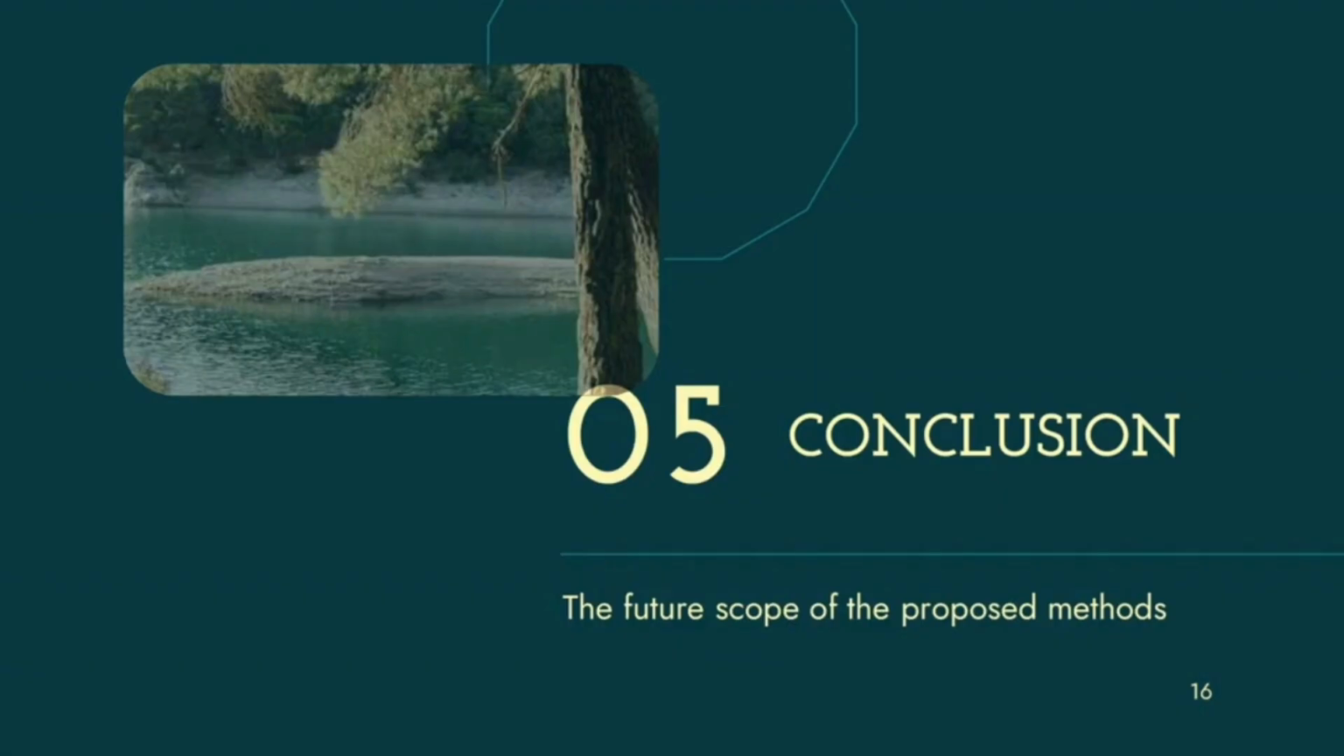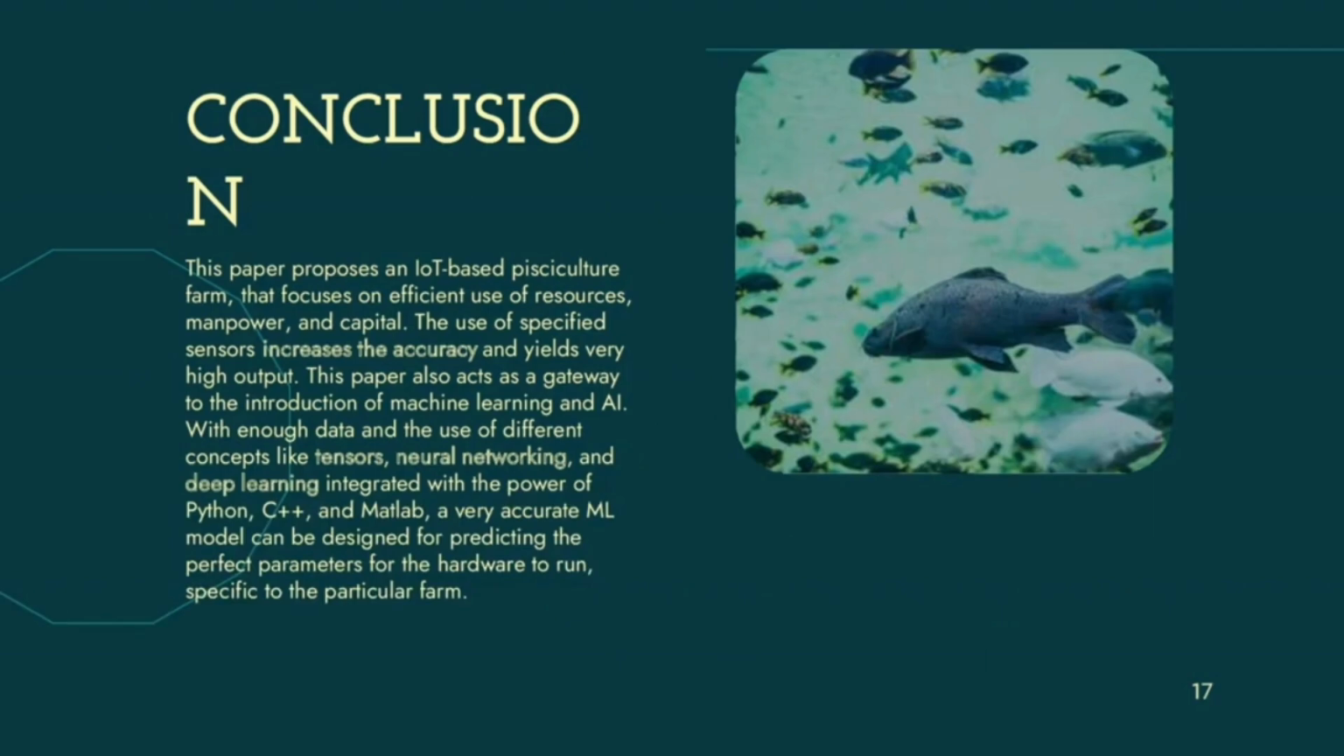Conclusion: this paper proposes an IoT based fish farm with a focus on efficient use of resources, manpower, and capital. Accuracy is improved with the specified sensors. Most of the important parameters were considered in this study: aeration, turbidity, hydrogen potential, temperature control, and fish identification and monitoring. Appropriate and optimal parameters are also specified to operate at maximum capacity without losing resources.